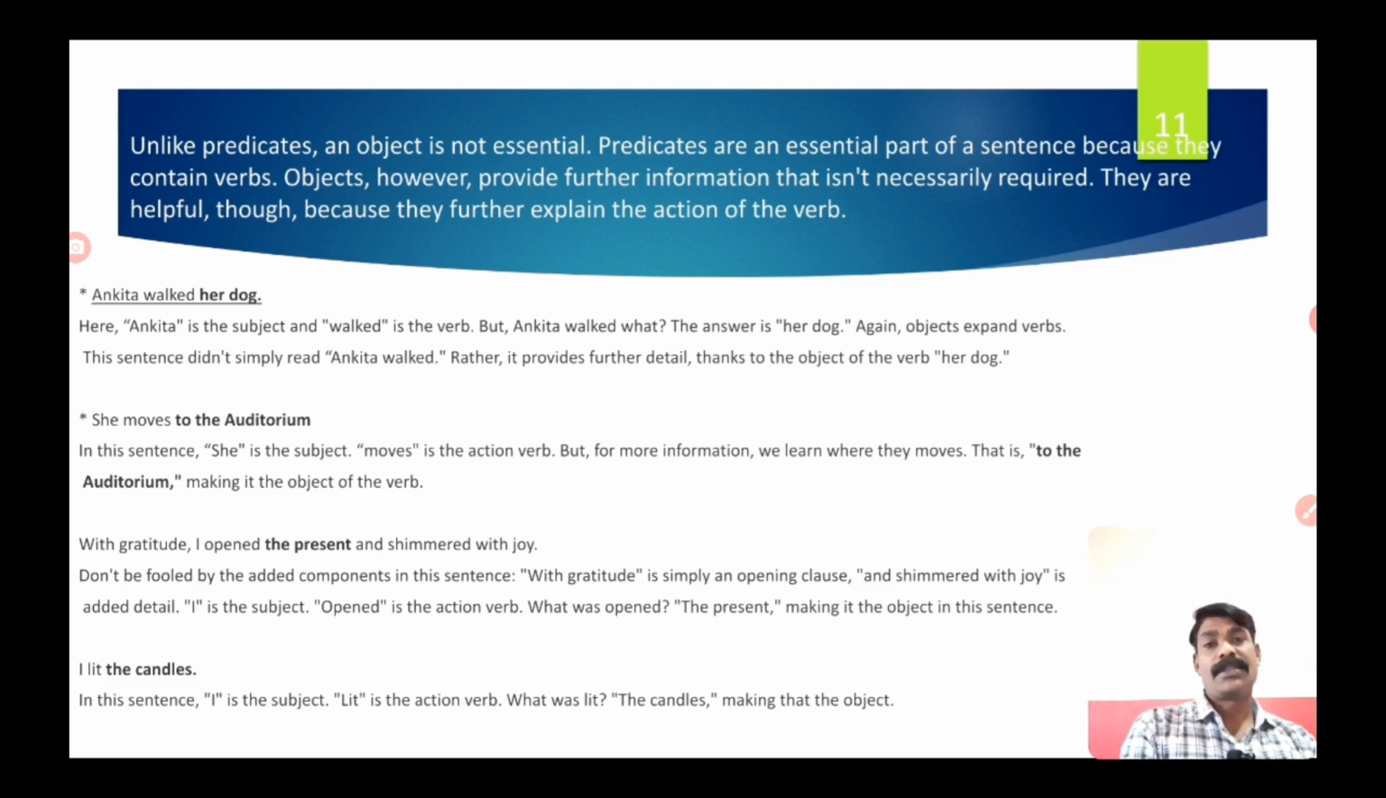Okay, but apart from the verb it is object. Once again, she moves to the auditorium. Moves to the auditorium is the predicate. She is the subject. Move is the verb, and to the auditorium is the object. So simple to understand it. Don't be confused ever. And if you ever have the questions, comment me on comment box. I will answer you definitely. Don't be confused about it. Don't be worried about it.